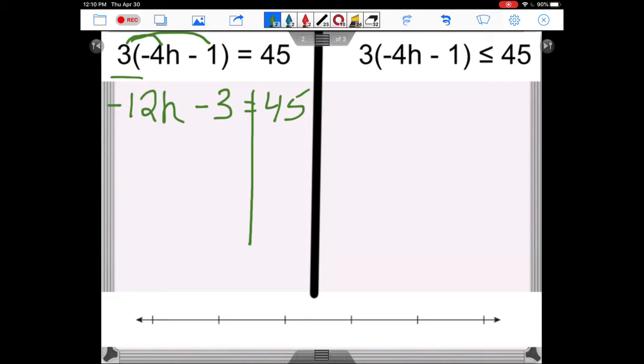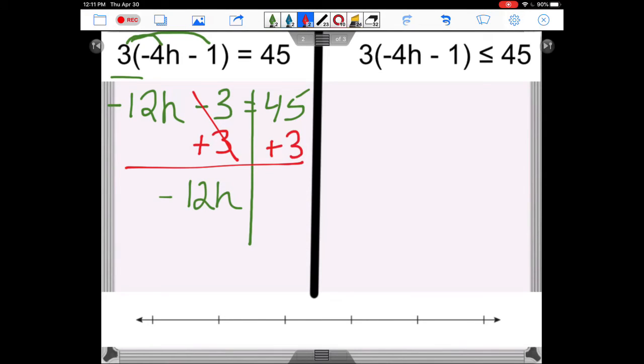Draw your line down your equal sign. On the left-hand side, the first thing we need to do is get rid of the minus 3 or the negative 3. And the opposite or the inverse would be to add 3 or a positive 3. Negative 3, positive 3 makes 0. And we're left with negative 12h. On the other side, we need to add 3. 45 plus 3 is 48.